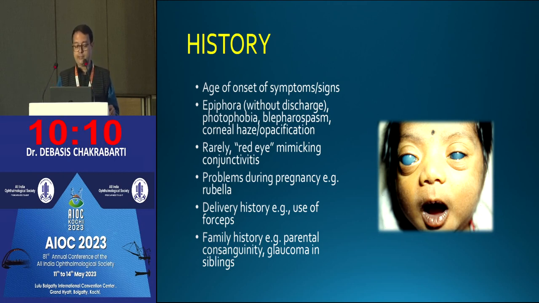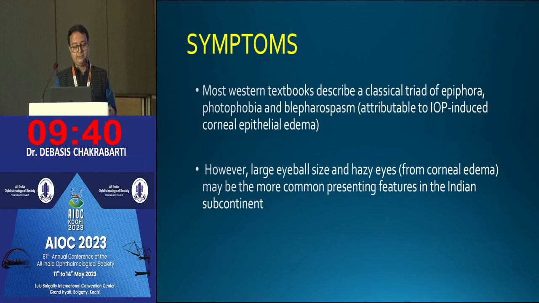We should also inquire whether the mother had any problem during pregnancy, for example rubella, and these children have a variety of other problems, for example hearing deficit and so on. Then delivery history, particularly use of forceps, because forceps injury can also produce some changes in the cornea which can mimic the Haab's striae. Then the family history, because we all know that the parental consanguinity is an important risk factor for primary congenital glaucoma, and any presence of glaucoma in the siblings.